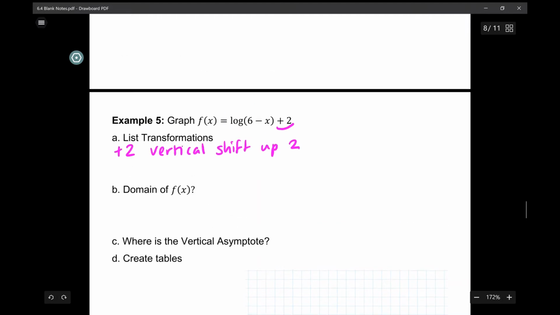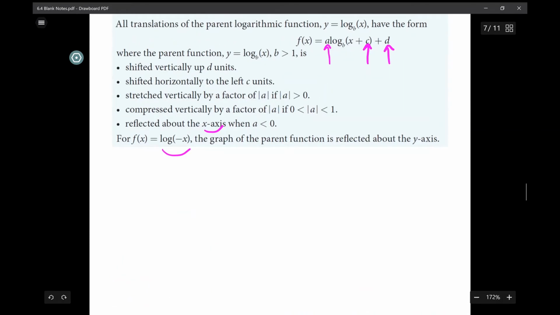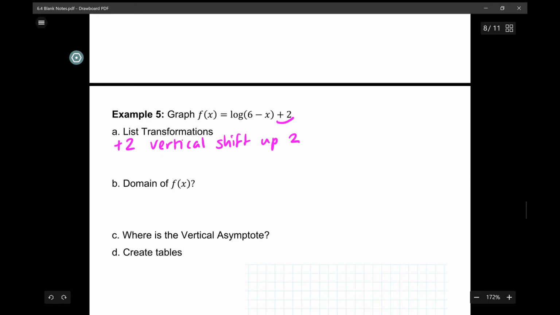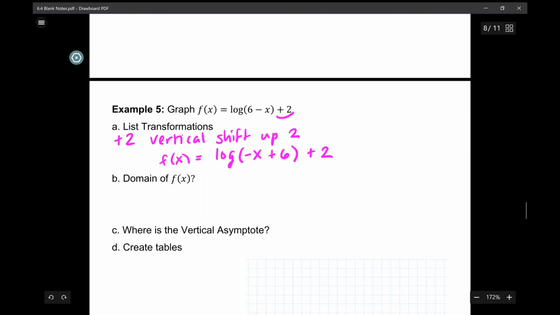And then we have the 6 minus x. So we're going to write that as x plus c, sort of. So let's rewrite this. f of x equals log of minus x plus 6, plus 2. All right, so the minus x in there, that's going to make me reflect across the y-axis.